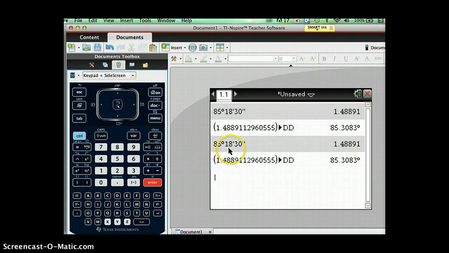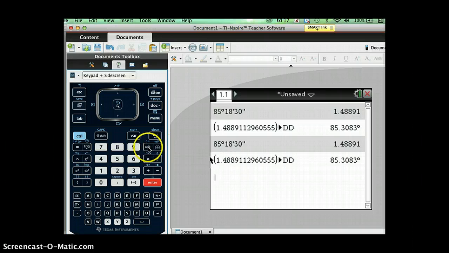So 85 degrees, 18 minutes and 30 seconds is 85.3083 degrees. Now what you could do is convert it yourself. There's 60 minutes in a degree and there's 60 seconds in a minute, just kind of like a clock. So you could do the conversion that way as well, but I think the calculator is easy.